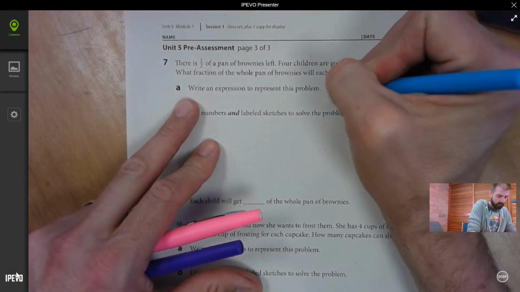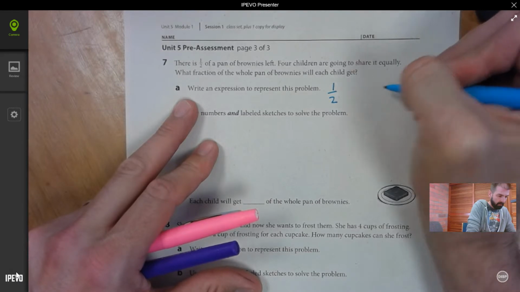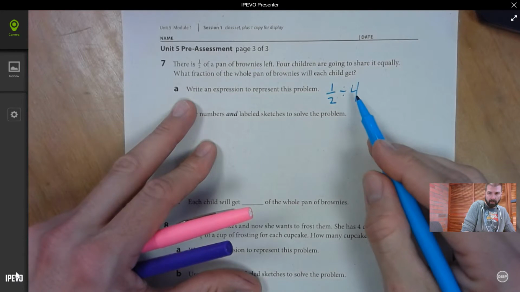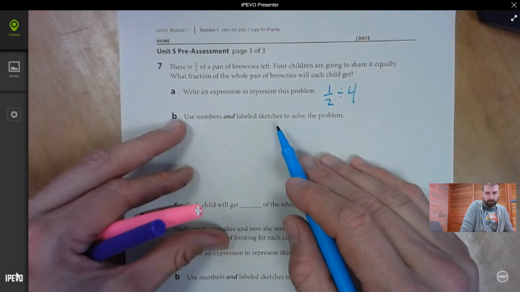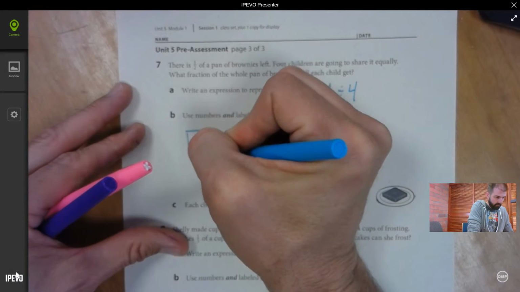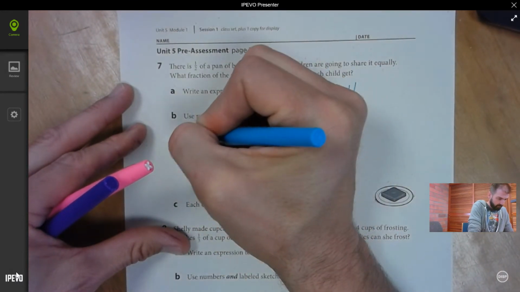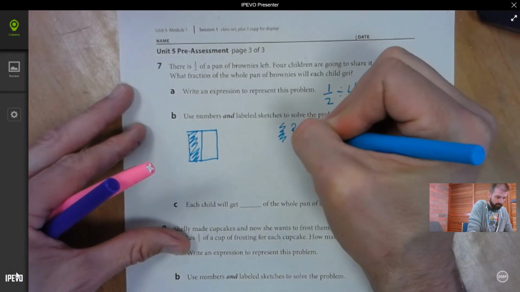So that's 1/2. Oh wait, no. Divided by 4. Because we have 1/2 of a pan, and that half is going to be divided into 4 different groups. Use numbers and labeled sketches to solve the problem. So I have to do both. So here's my brownies.